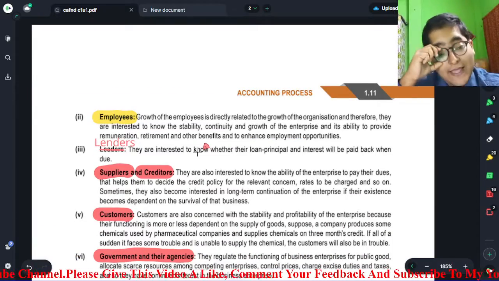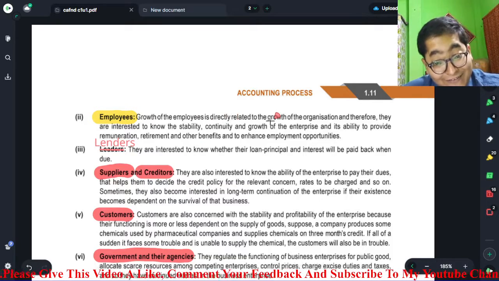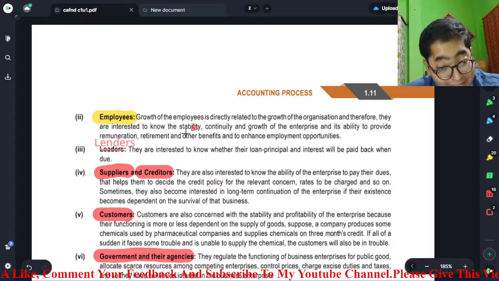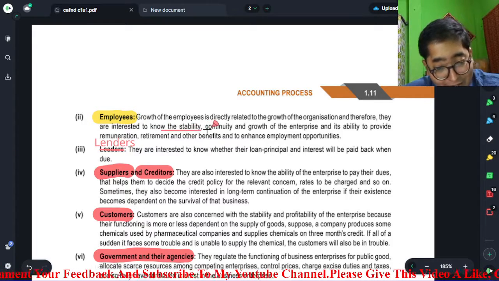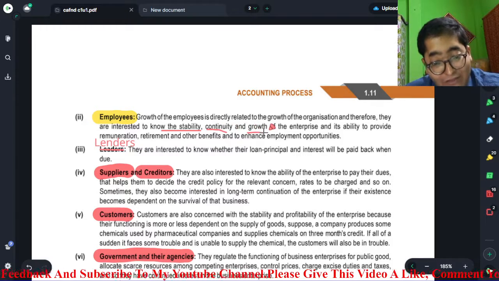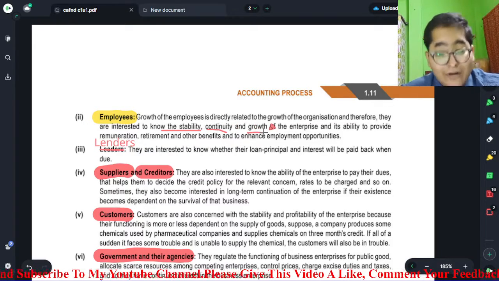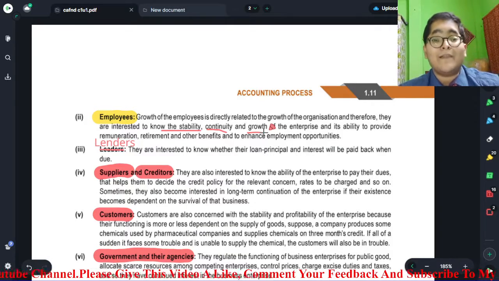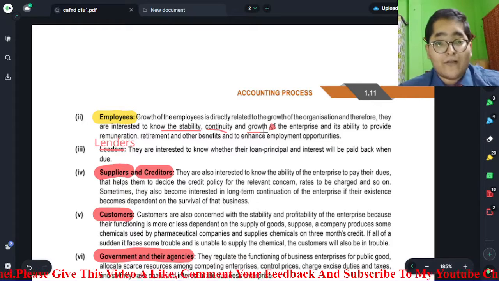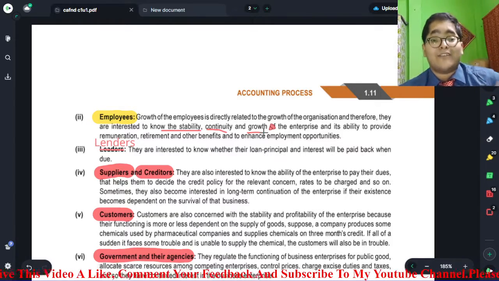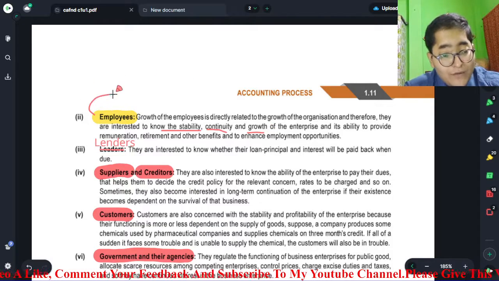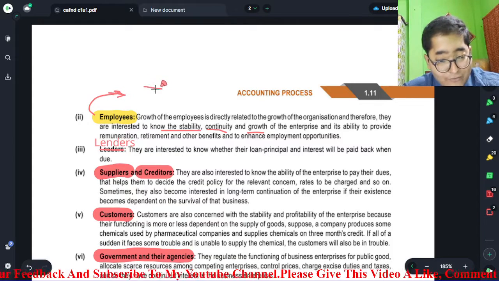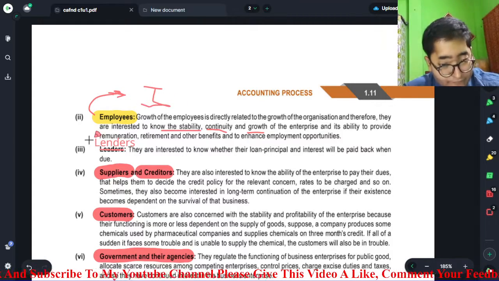Now comes the employees. We have already discussed employees. Growth of the employees is directly related to growth of the organization, and therefore they are interested to know the stability, continuity and growth. If the company is not going to continue, if the company is not stable, will the employees stay with the company, or will they go to another company for their job security? So who are the employees? These are the internal users. The employees are the internal users of accounting.